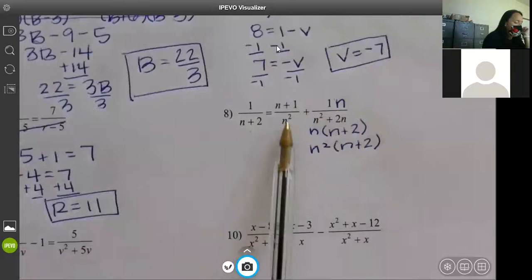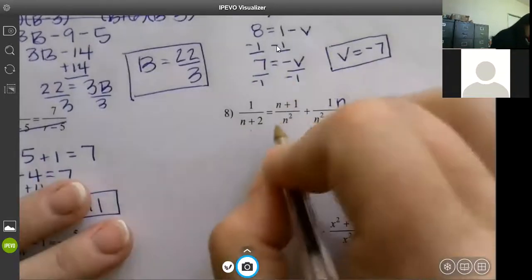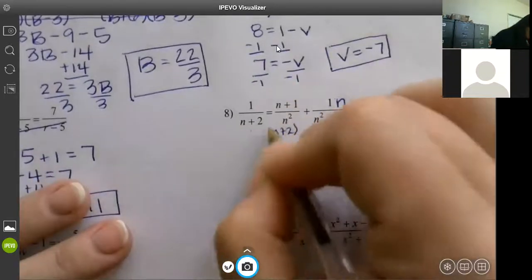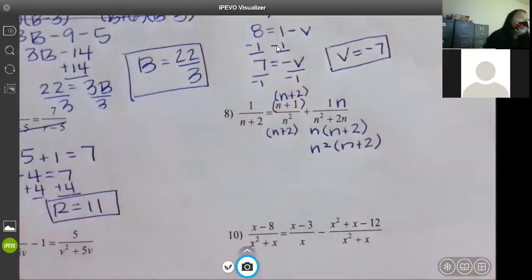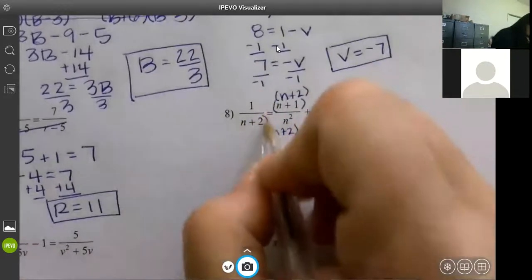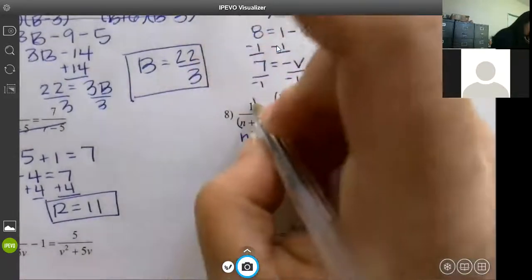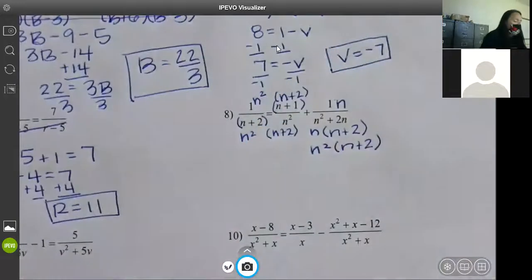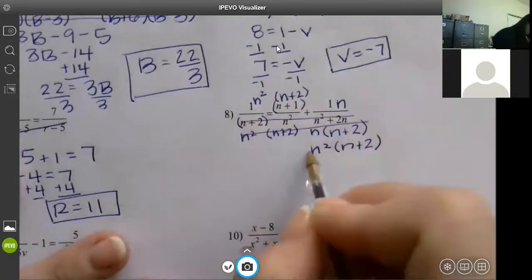So the middle has n squared. What does it not have? It needs the n plus 2. What I do to the bottom, I do to the top. And then the first one has the n plus 2, but what does it need? N squared. So again, make sure you do the highest power for the single variables, the ones that are not plus or minus. All right, so now we don't need our common denominator.